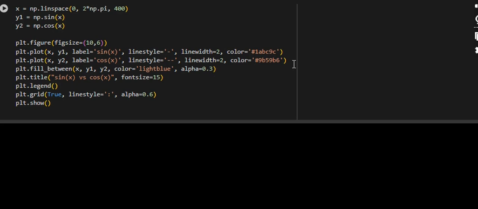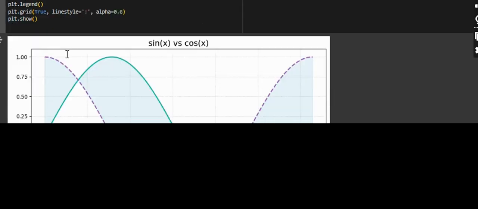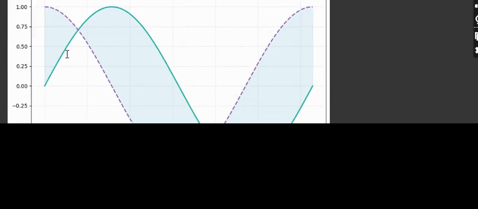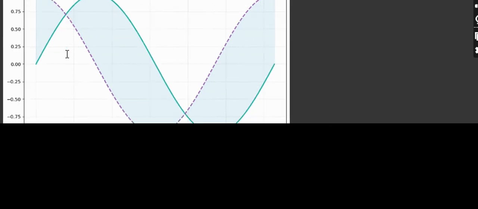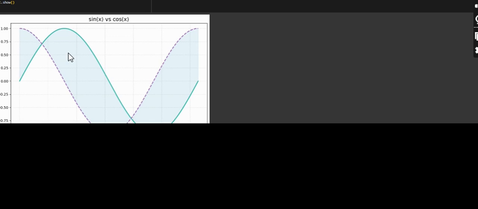Plotted functions: sin(x) is represented by a solid turquoise line, 1ABC9C. cos(x) is represented by a dashed violet line, 9B59B6. Additional visual feature: the shaded area between the two curves is filled with light blue, alpha equals 0.3, to visually highlight the difference between sin(x) and cos(x) across the interval.